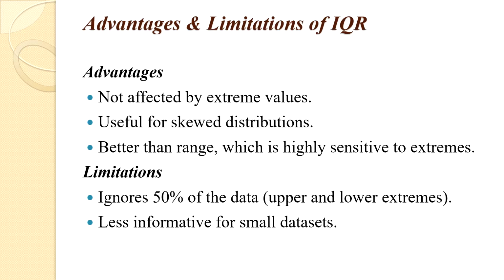Advantages. The interquartile range offers the advantage of being resistant to outliers and suitable for skewed data, but is limited because it ignores the extreme values and does not use all data points. So it is less informative than the standard deviation for normally distributed data. It will not be affected by any extreme values. Then it is useful for skewed distribution, better than range, which is highly sensitive to extremes, that is resistant to the outliers.